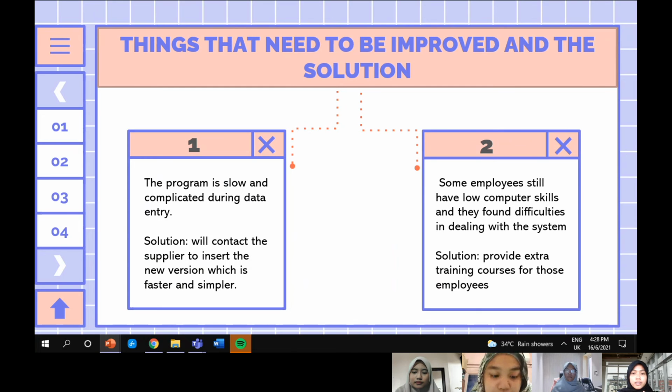Things that Heart Medical Center needs to improve, and the solutions. The first one is the program is slow and complicated during data entry. So the solution is they will contact the supplier to insert the new version which is faster and simpler. The second one is some employees still have low computer skills and they found difficulties in dealing with the system. The solution is they need to provide extra training courses for those employees who have low computer skills.